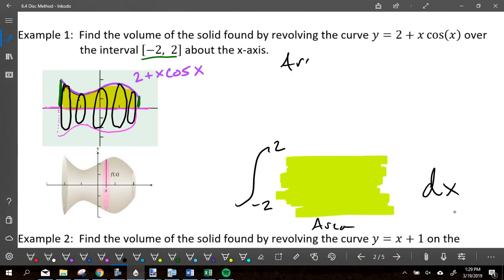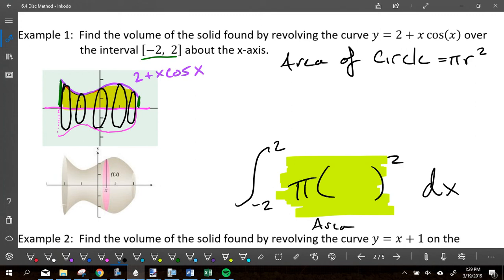The area of my cross section is an area of a circle. The area of a circle is pi r squared. And so my formula that I'm going to fill in down here is pi r squared. That's what I'm going to integrate. All I need to do is figure out what my radius is. If I know what my radius is, then I've got an answer.